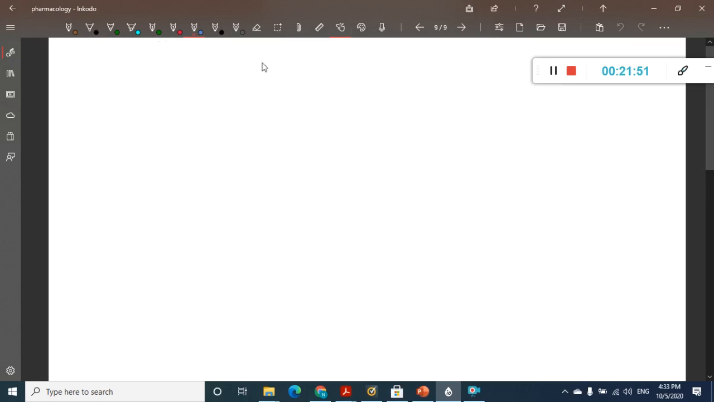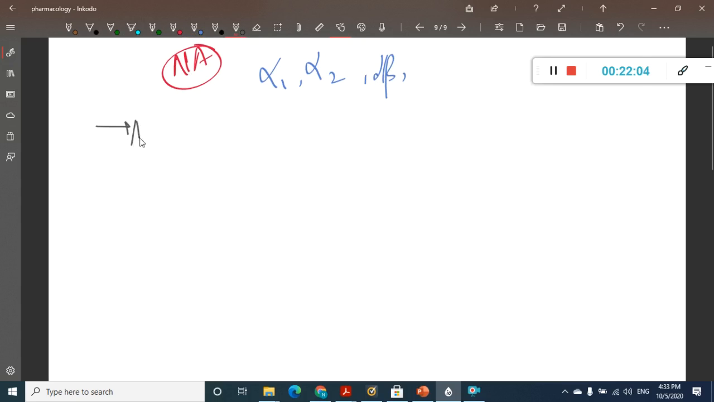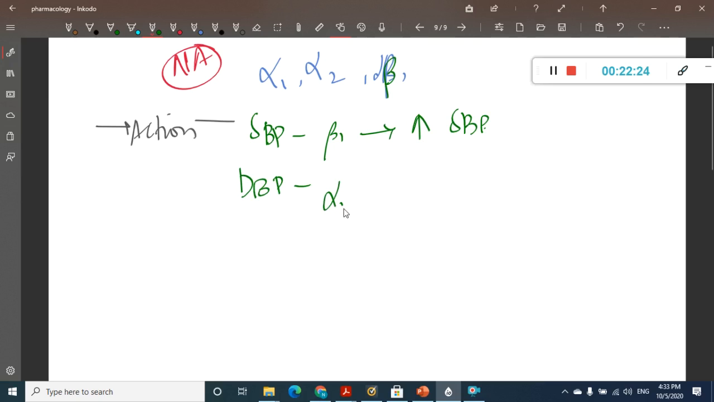After adrenaline, the next important drug is noradrenaline. The receptors involved are alpha 1, alpha 2 and beta 1. What are the actions here? In systolic blood pressure, as I have already said, the beta 1 receptor is mainly responsible. Beta 1 increases the force of contraction of the heart, thus increasing systolic blood pressure. Diastolic blood pressure depends on alpha 1 and beta 2. But here there is no beta 2 action at all, only alpha 1 action. So this causes vasoconstriction and increases diastolic blood pressure also.